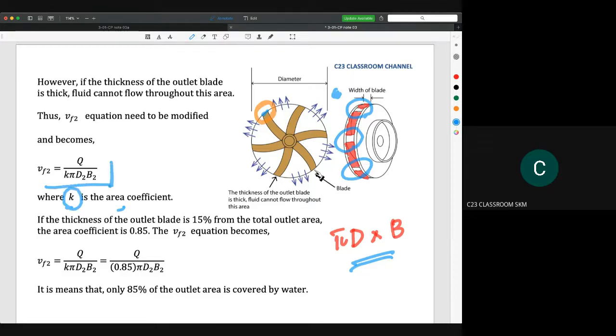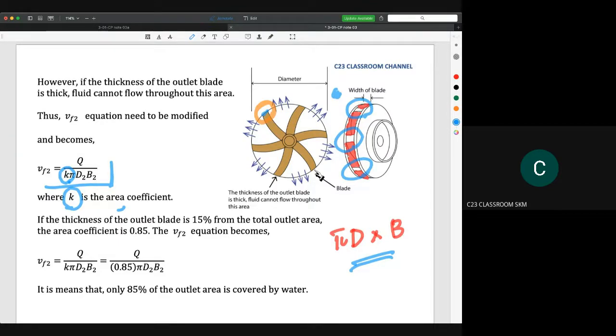That's why in textbooks they write down the equation for VF, which can be used for VF1 and VF2. The official equation to calculate the value of VF is Q over K pi d B, where K is the area coefficient. The area coefficient reflects how many percent of the area you need to neglect from your calculation. It depends on the question.